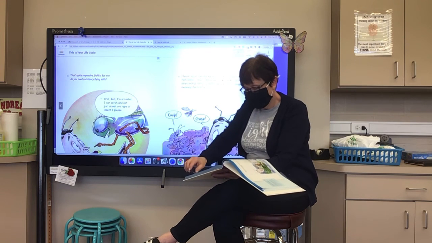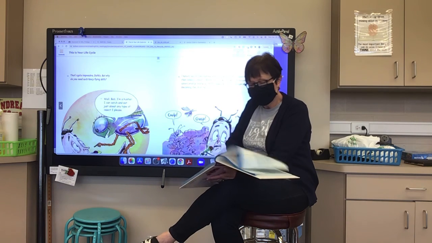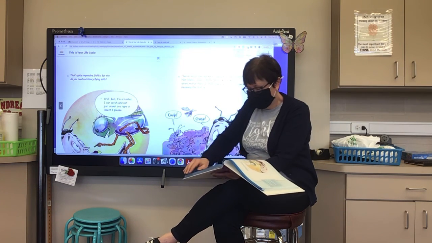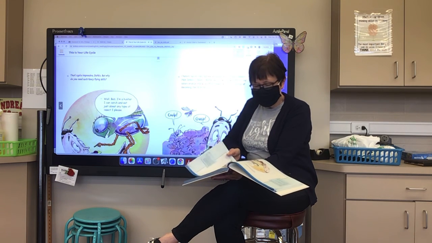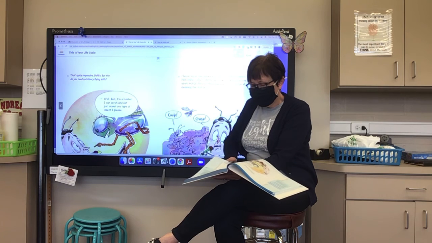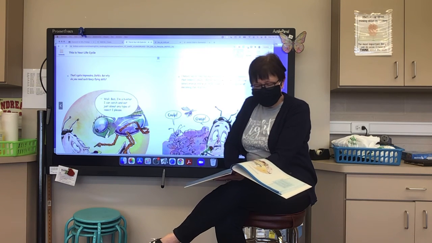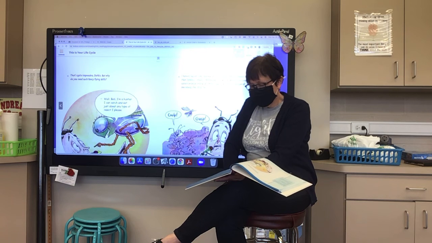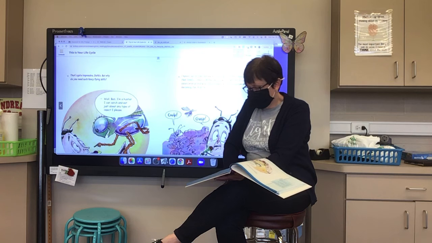That's quite impressive, Dahlia. But why do you need such fancy flying skills? Well, Bob, I'm a hunter. I can catch and eat just about any type of insect I please. I hate to say it, folks, but we're running out of time. It appears that Dahlia is about to flutter away to watch her brothers and sisters emerge. And when that happens, we're all in danger of becoming their first meal. Hope.